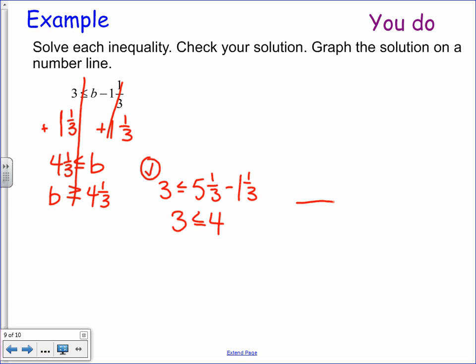So I'm going to go ahead and graph it on my number line. And on my number line, I'm going to plot 4 1/3. That's a little bit more than 4 and a little bit less than 5. So this is going to be a closed circle on 4 1/3, pointing towards the right.